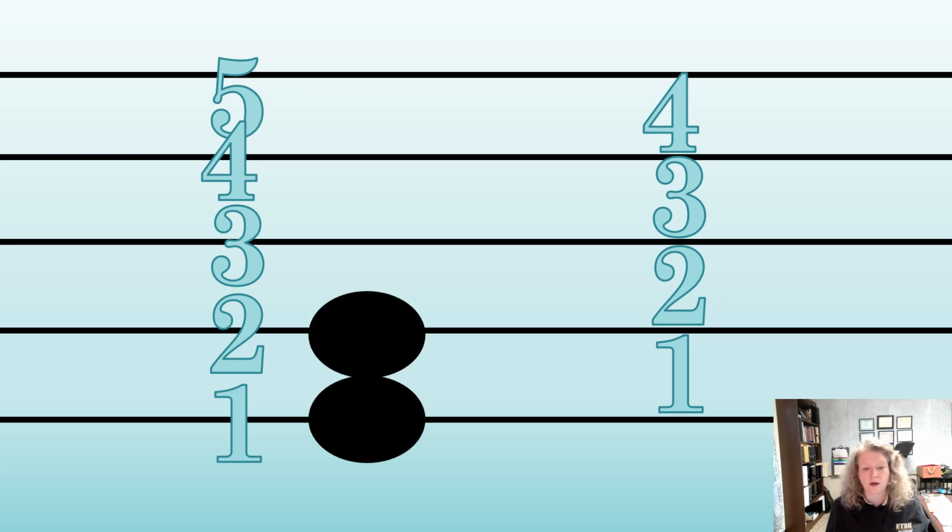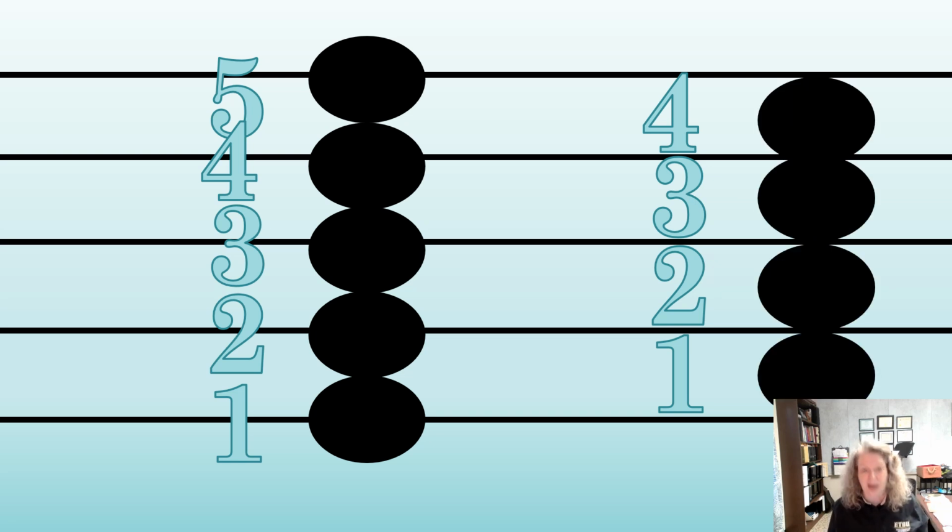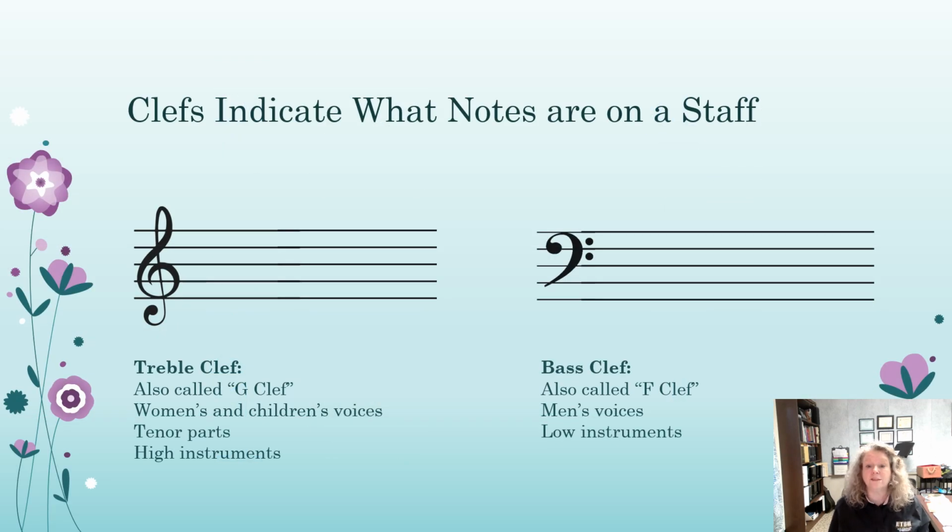So if notes are on a line, the line goes through the notes like a laser. In a space, they sit right between the lines. Clefs indicate what notes are on a staff.